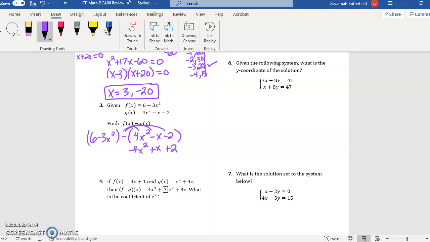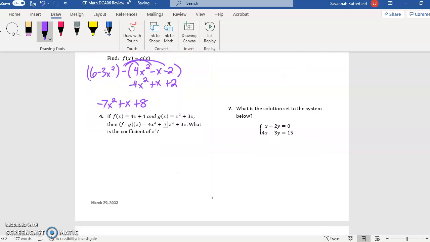Once you do that, you can go ahead and combine like terms. We get negative 3x squared and a negative 4x squared, that gets us negative 7x squared. There are no other x's, so it's just going to be plus x, and then 6 plus 2 is positive 8. And that is our answer.